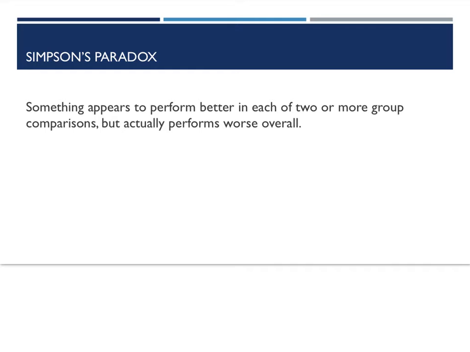The first thing we're going to talk about is how percentages can kind of lie to us. And the way that happens is a phenomenon known as Simpson's paradox. Now the definition, I'll read it now, but it's not going to make as much sense until we actually see it in action. But something appears to perform better in each of two or more group comparisons, but actually performs worse overall.